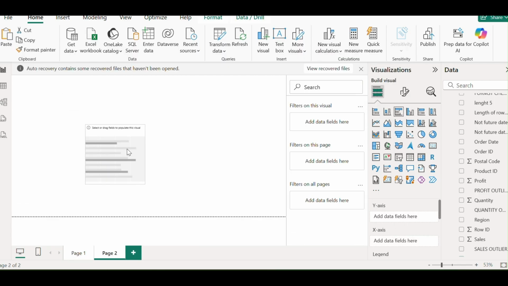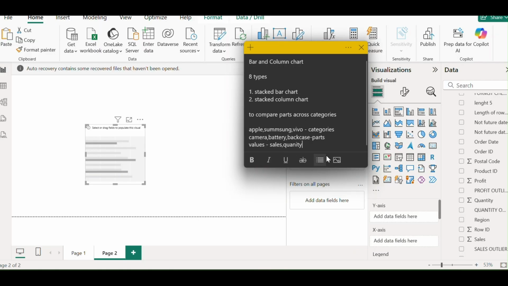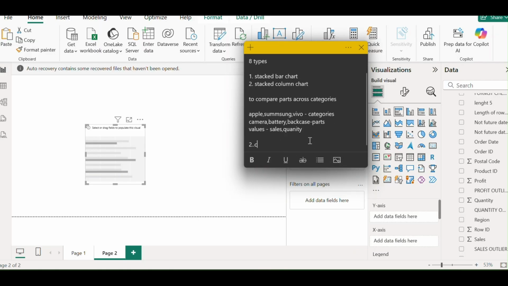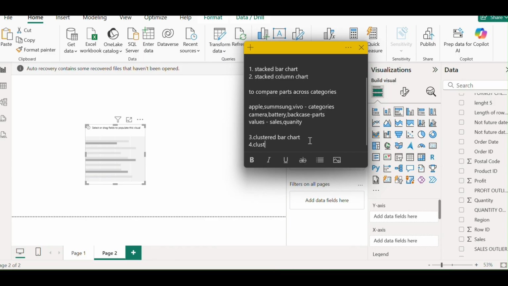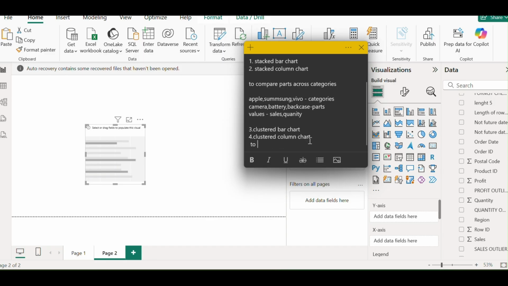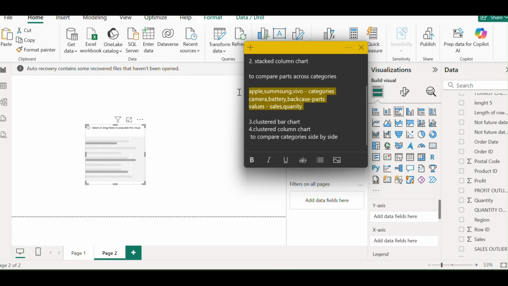Taking one clustered bar chart. Third one is clustered bar chart. Fourth one is clustered column chart. Both are to compare categories side by side. For example, same example.